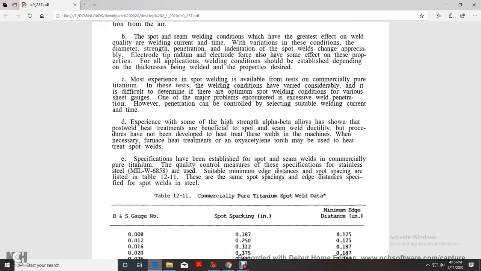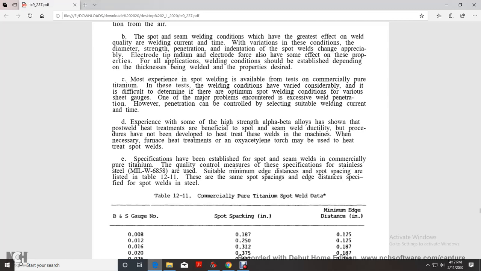Most experience with spot welding is available from the test commercial period with titanium. Tests of welding conditions vary considerably in the difficulty of determining the optimum spot welding condition for various sheet gauges. One of the major problems encountered is excessive weld penetration; however, the penetration can be controlled by selecting suitable welding current and time.